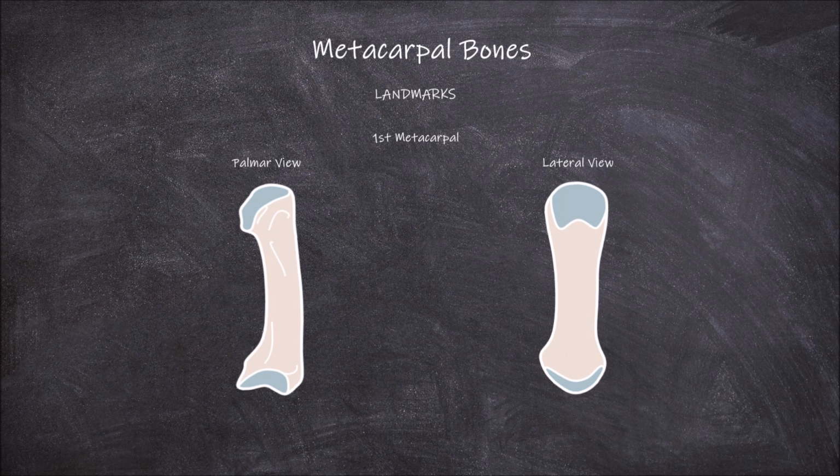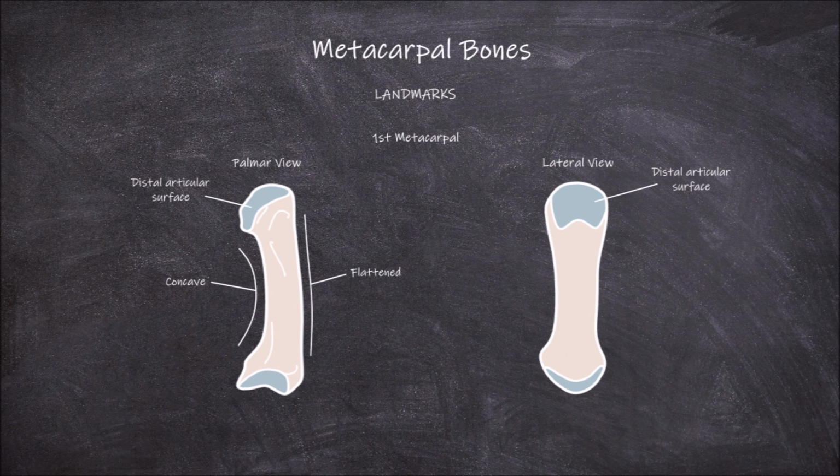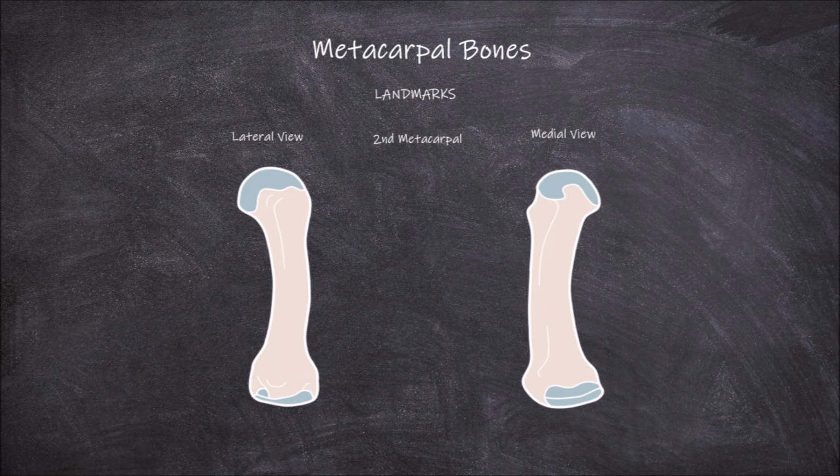The distal surface on the head of this bone has an articular surface for articulation with the first proximal phalanx. The shaft of this bone is flattened dorsally, whilst concave medially. The proximal surface of this bone is both convex and concave and has an articular surface on it for articulation with the trapezium bone. Let's now take a closer look at the second metacarpal bone.